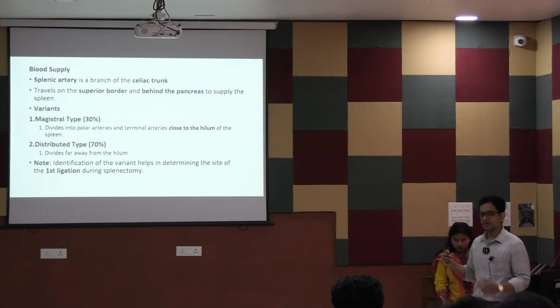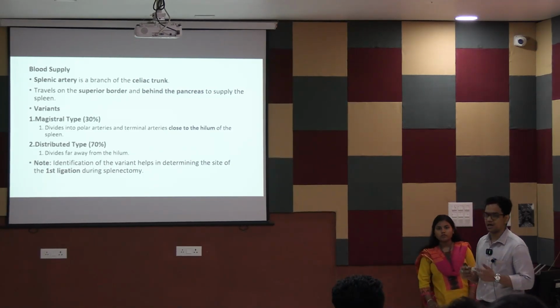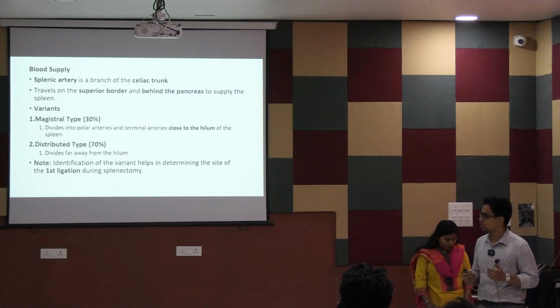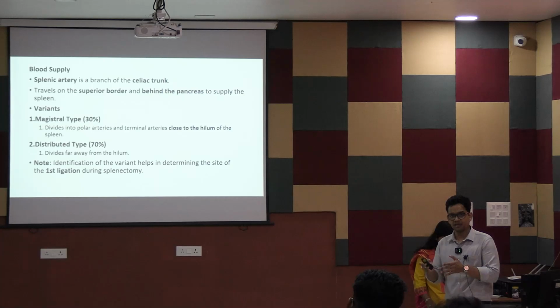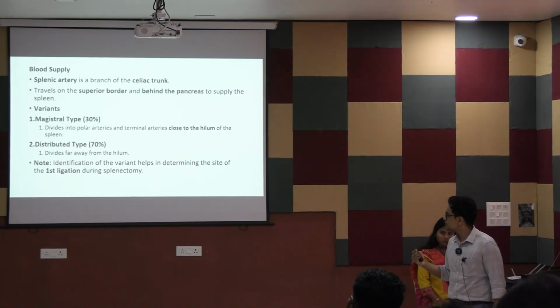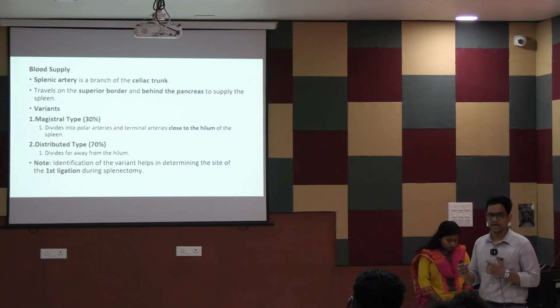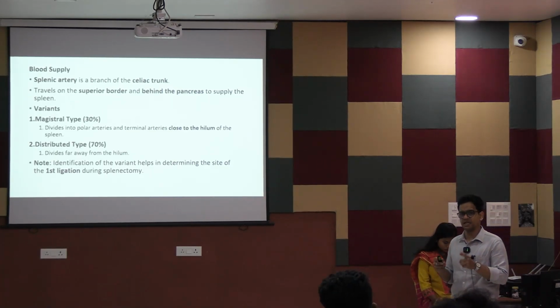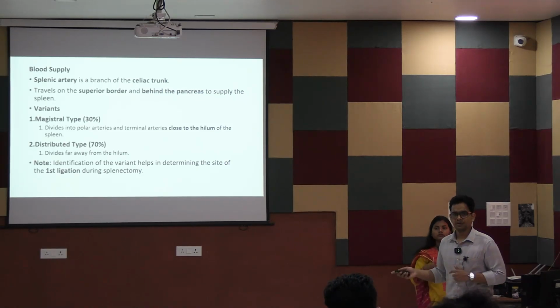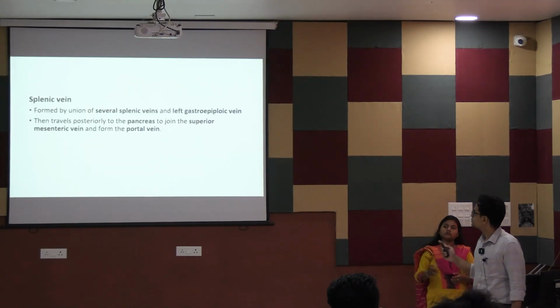In the magistral type, there are two polar arteries. It divides into two polar arteries, upper and lower polar. In the distributed type, there are multiple artery branches that divide just away from the hilum. Now why is this important? To understand what kind of variation of the splenic artery. It is important when you are doing splenectomy that you ligate the splenic arteries, otherwise it will lead to bleeding. You don't want that.